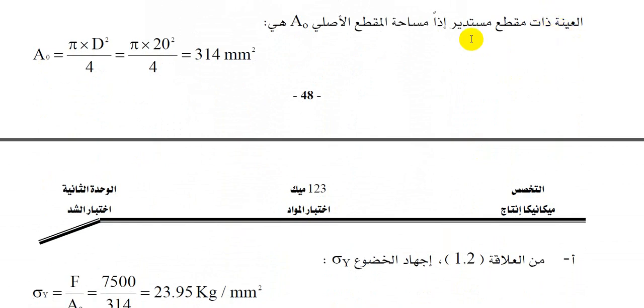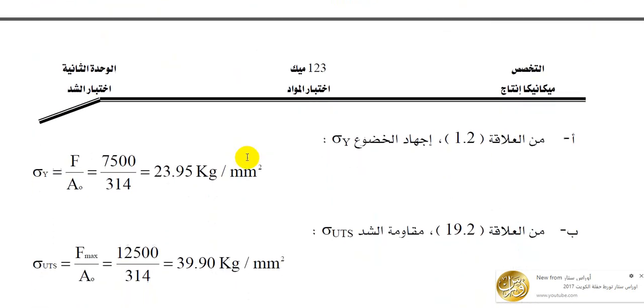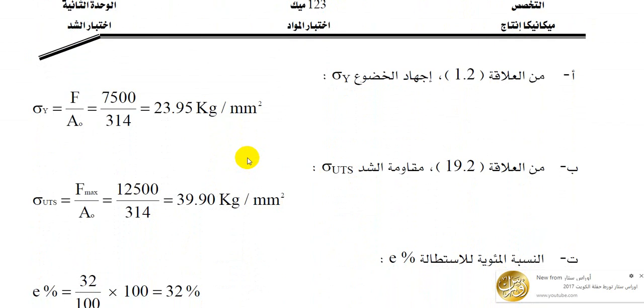The specimen has a rounded cross-sectional area. So the original cross-sectional area A naught will be as follows: A naught equals pi times d squared, equals pi times 20 squared, equal to 300 millimeters squared. This is the area of the rounded testing specimen.